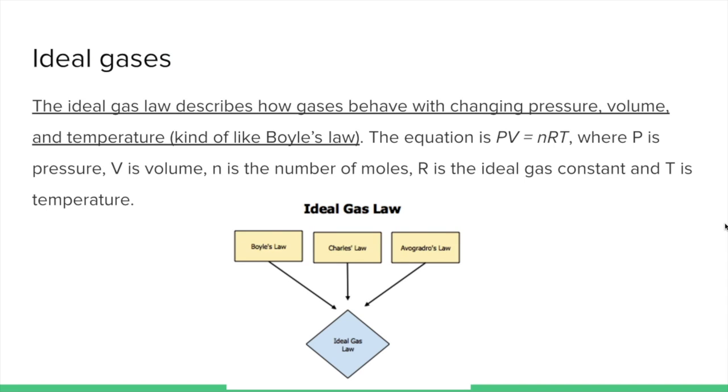Ideal gases. The ideal gas law describes how gases behave with changing pressure, volume, and temperature, kind of like Boyle's law. You might want to write that down, it's important. The equation is PV equals nRT, where P is pressure, V is volume, n is the number of moles, R is the ideal gas constant, and T is temperature. Here's an image kind of explaining what it is.